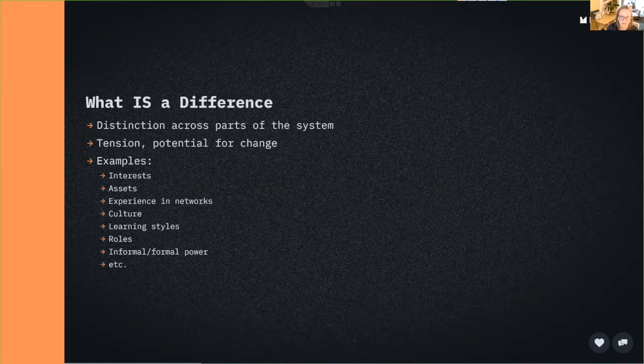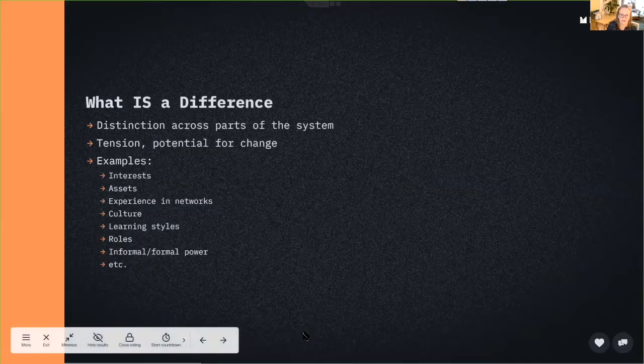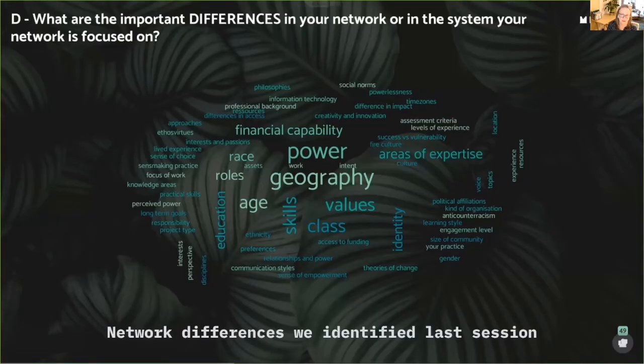Here are some examples of difference: different interests, different assets, different levels of experience in networks or in the kind of network you're in, cultures, learning styles, roles. You see that informal, formal power. We're going to go to a slide that gives us even more examples from when we've asked people to think about their networks and what the differences there are. I'll give you a minute to look at that. This is a good time to have any of you add in about difference or distinction.